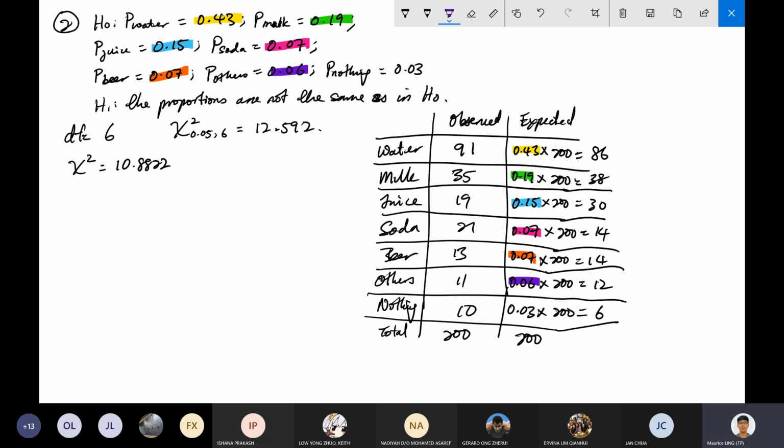Okay, so then you calculate your chi-square statistic. So how do you get this answer?